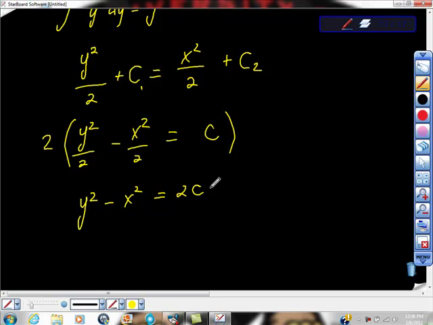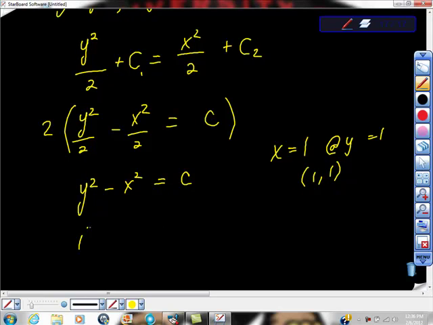And 2 times c is just c. Remember, this changes one constant for the next one, so I'm going to go ahead and do that. And here I'm going to take my particular solution. If you remember at the beginning of the video, I set x is 1 and y is 1, so that's the point (1, 1). So I'm going to substitute here and say that 1 squared minus 1 squared is equal to 0. So that's my particular solution here.